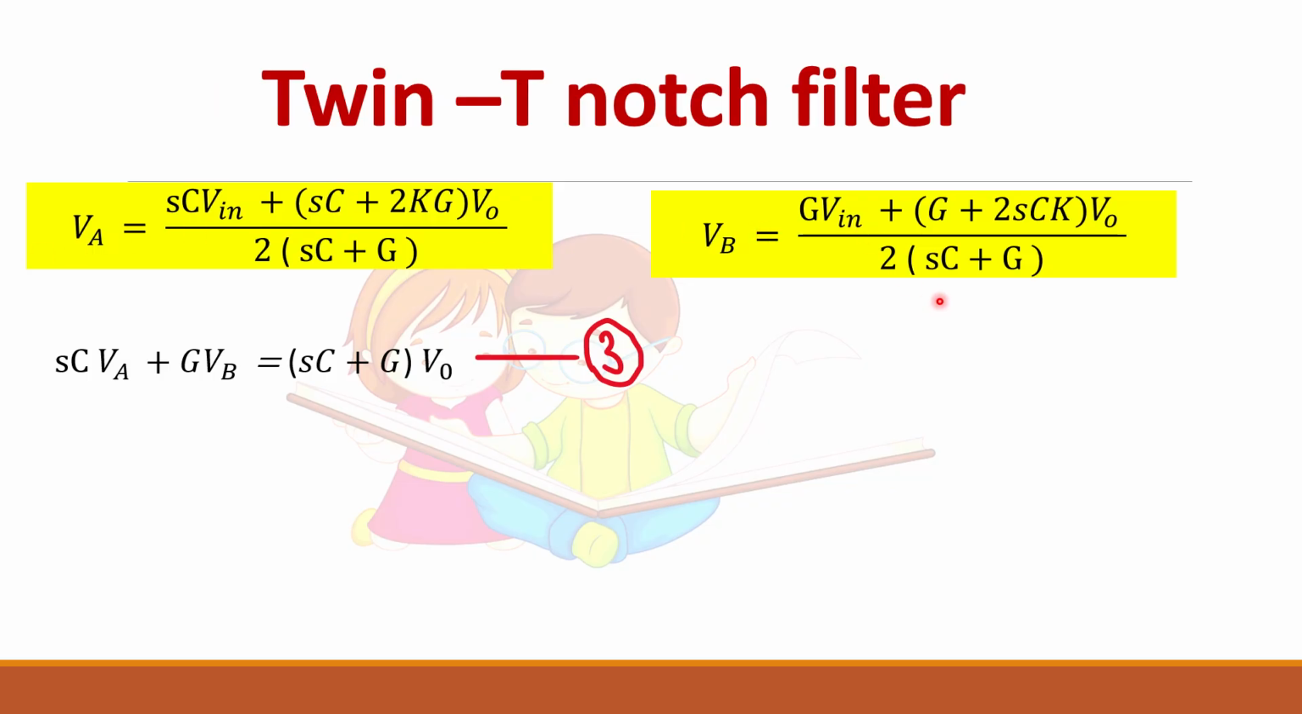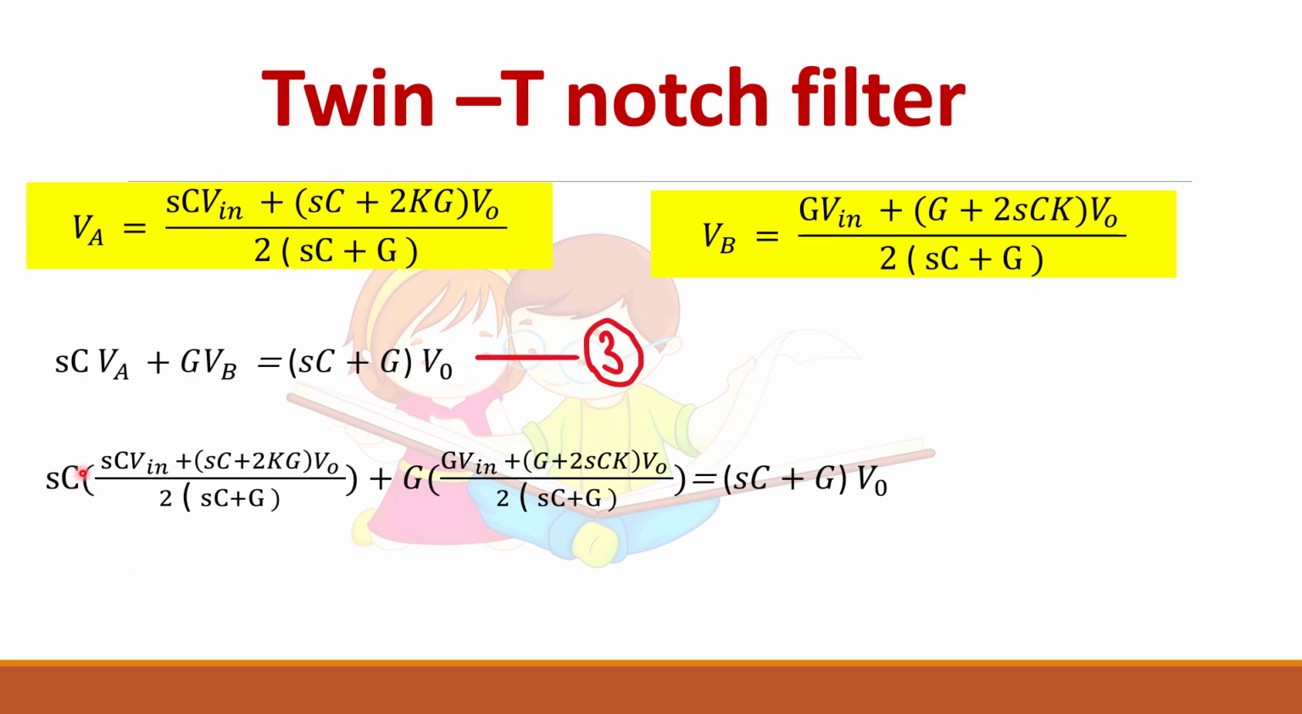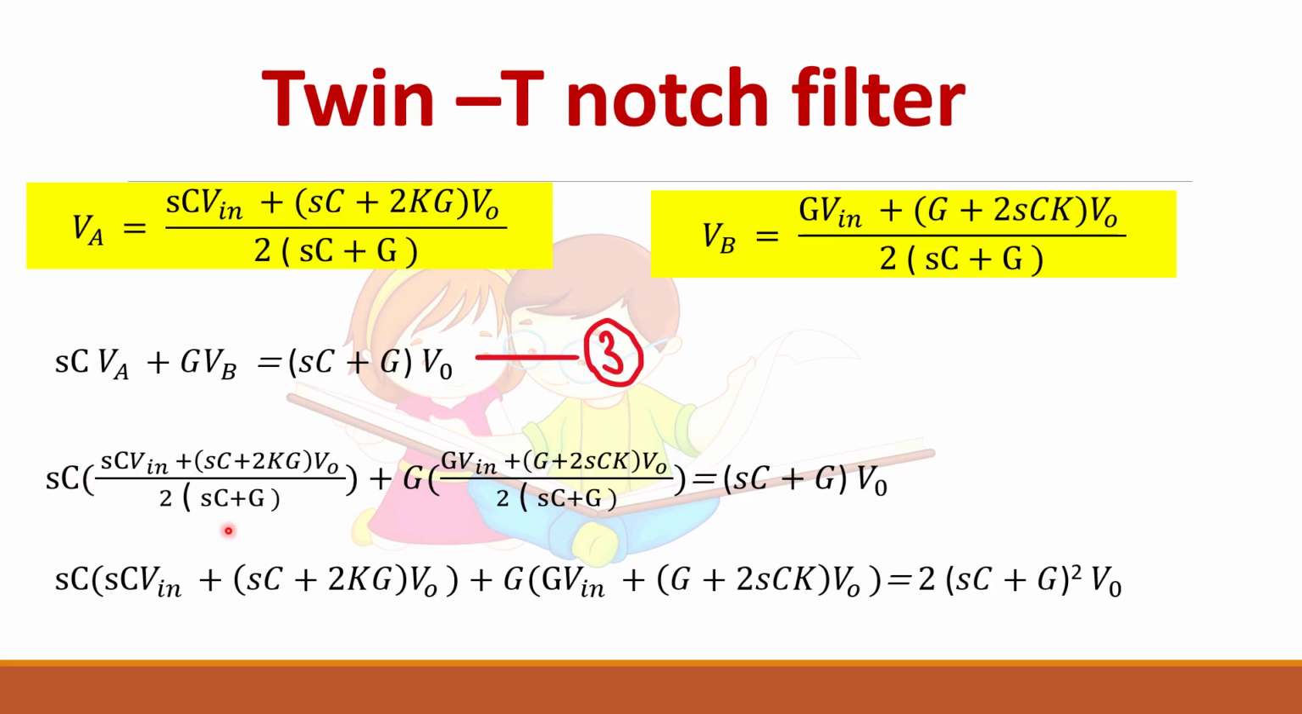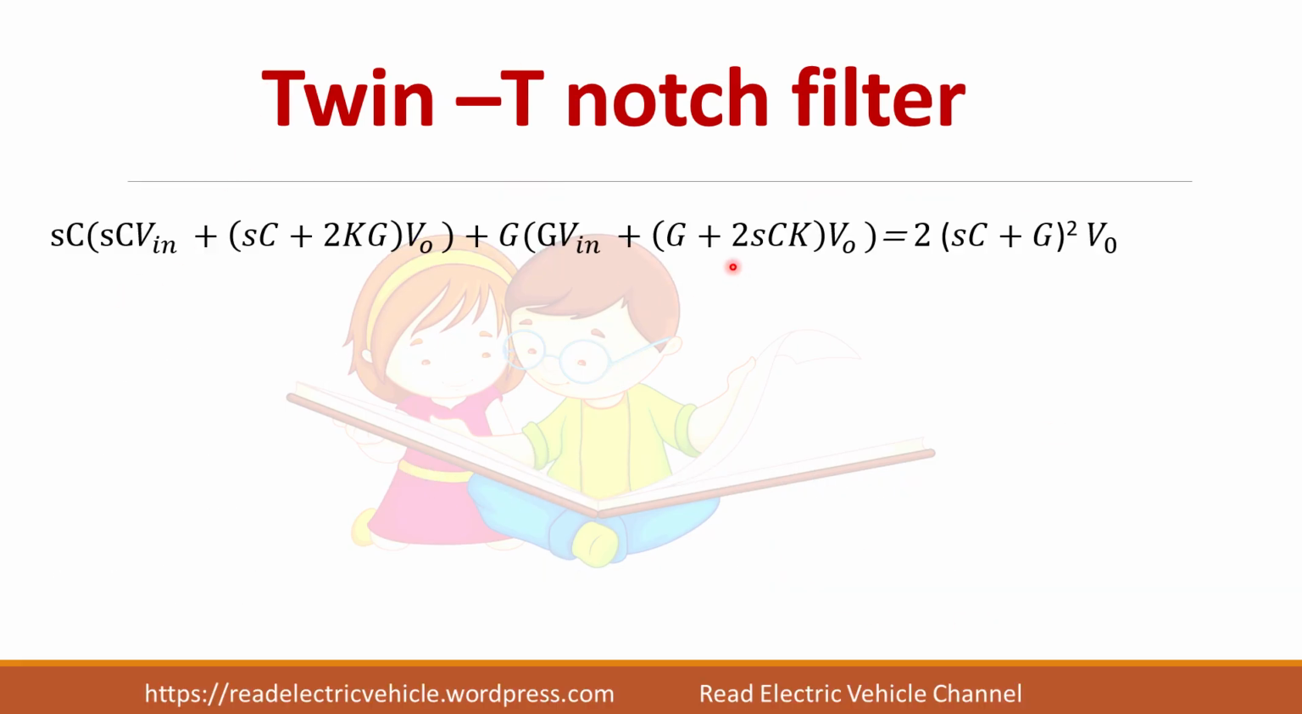So VA, VB we already found and we got the third equation. Now I am going to substitute VA and VB into this equation, and I have written it here. Then simplify it. The denominator in both cases is the same, so you can bring it to this side. It will become 2SC plus G, the whole square, into V0. Now we have to separate the V in and V0 and finally find the ratio between V0 and V in. So it is just simplification, but do the simplification carefully because you may make a lot of mistakes in this.